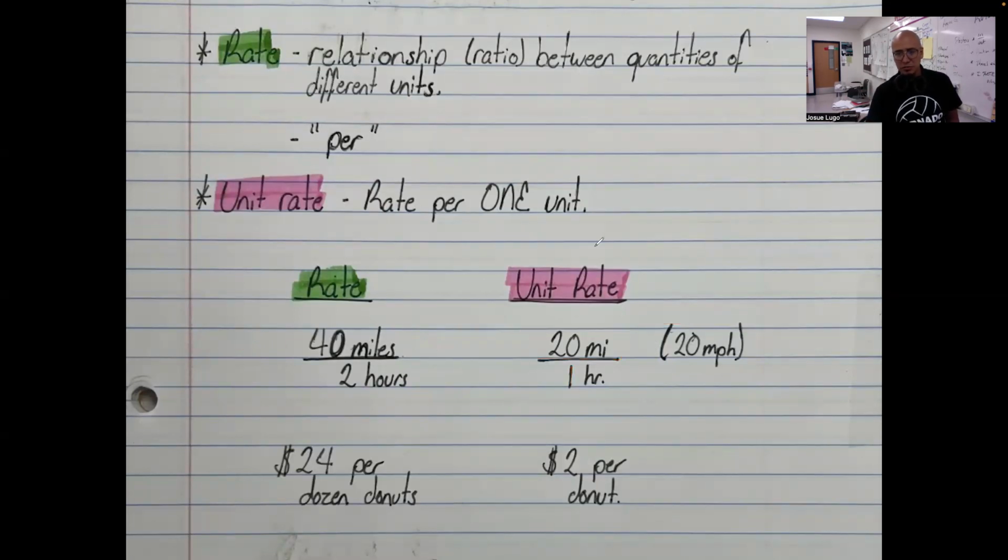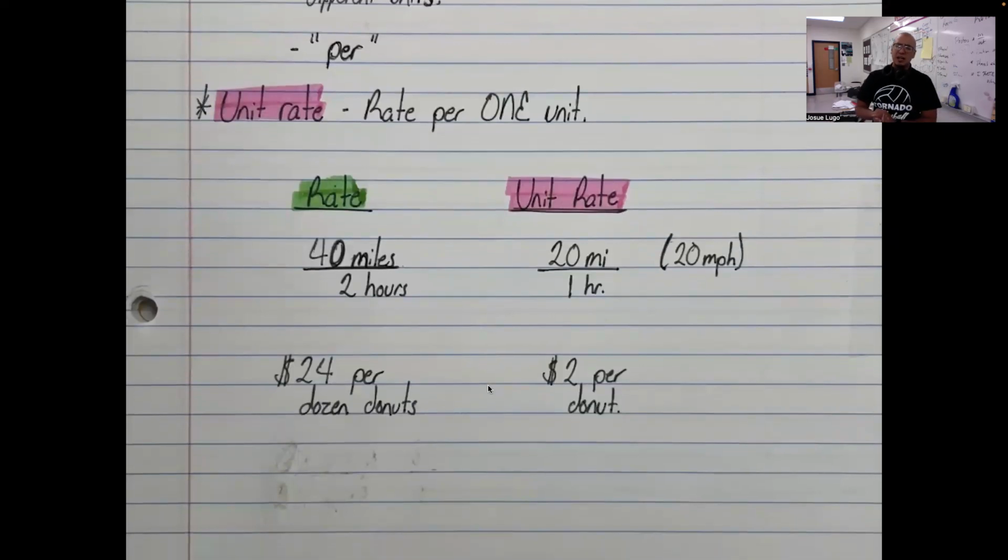Here's another example, ladies and gentlemen. Let's suppose that we go to Dunkin' Donuts or we go to Krispy Kreme and you want to buy a dozen donuts. By the way, a dozen, as we see here, means 12. And so you find that they're charging you $24 for each dozen. So that's like to say $24 for 12 donuts. Well, what are we comparing here? Well, obviously we're comparing the cost in dollars to the donuts.